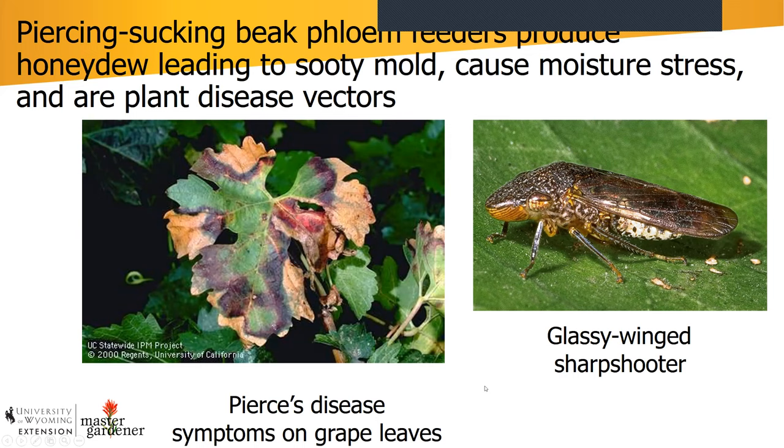The honeydew that some of these insects produce is an issue. The plants can tolerate some of the feeding and loss of phloem, but that honeydew can then be utilized by sooty mold and cause problems for the plant too.